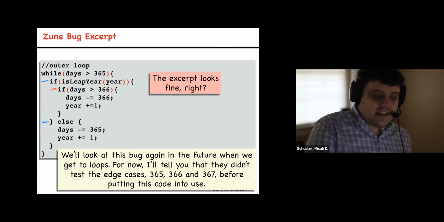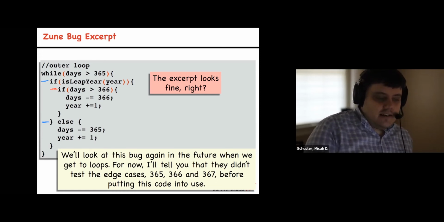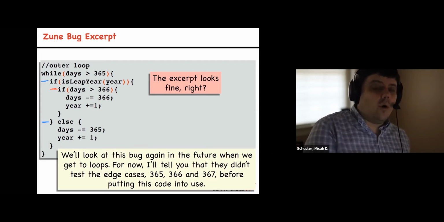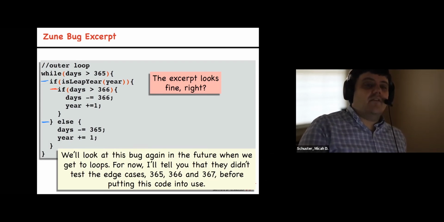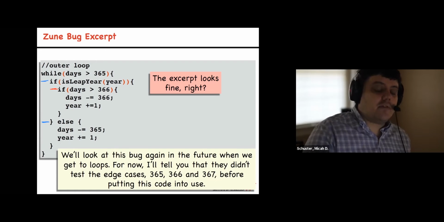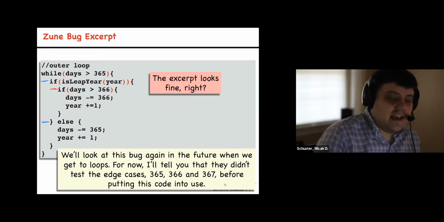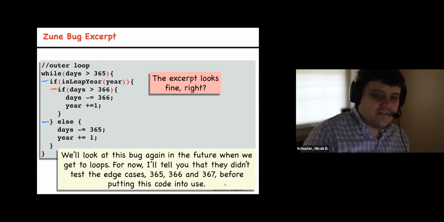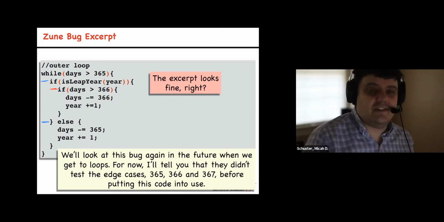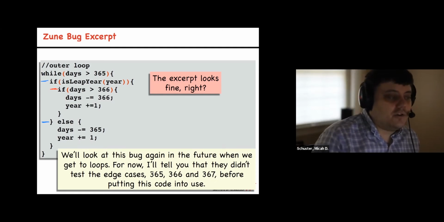366, which actually has two interpretations. Day 366 is either the last day of a leap year or the first day of the next year. And then 367, which is the first day of the next year in a leap year. So those are our edge cases, our final day of the year or first day of the next year, when this code is supposed to do its thing.